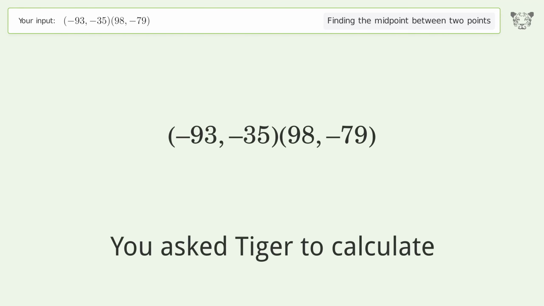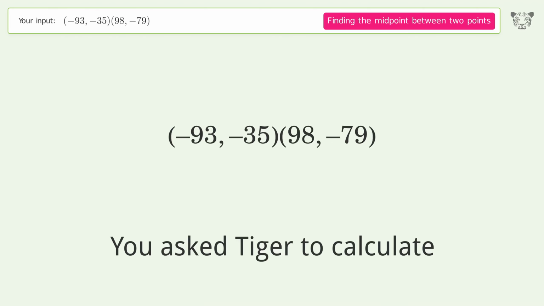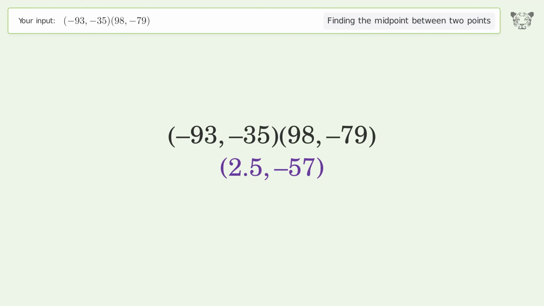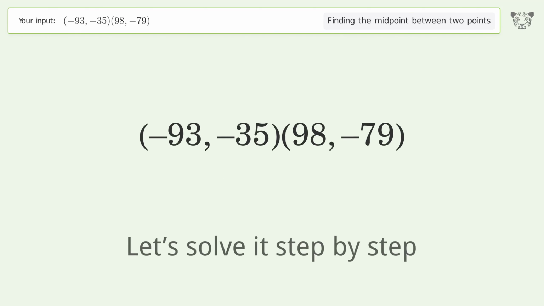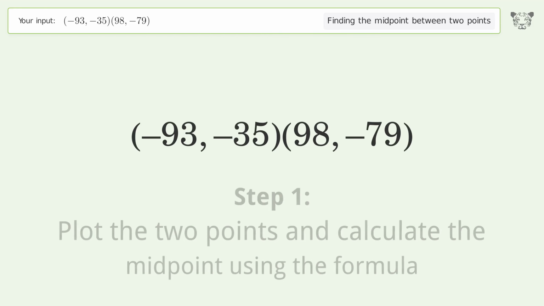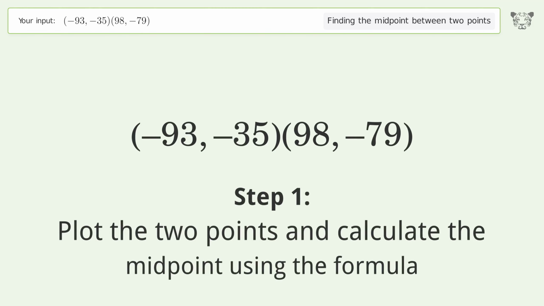You ask Tiger to calculate. This deals with finding the midpoint between 2 points. The midpoint between the 2 points is 2.5, -57. Let's solve it step by step. Plot the 2 points and calculate the midpoint using the formula.